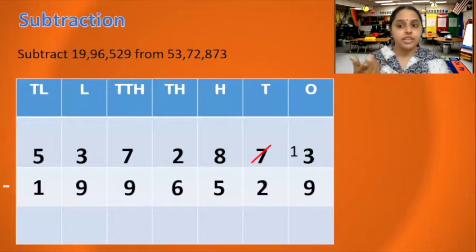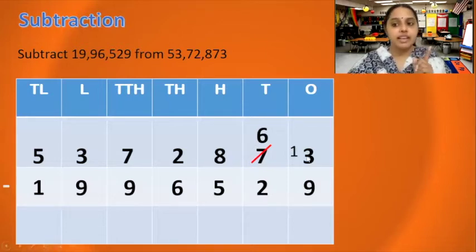So now can we subtract 13 minus 9? Yes, we can. But what happens to this 7? From 7 we have given 1. So what happens? It will become 6. Okay. Now we have to subtract 13 minus 9.